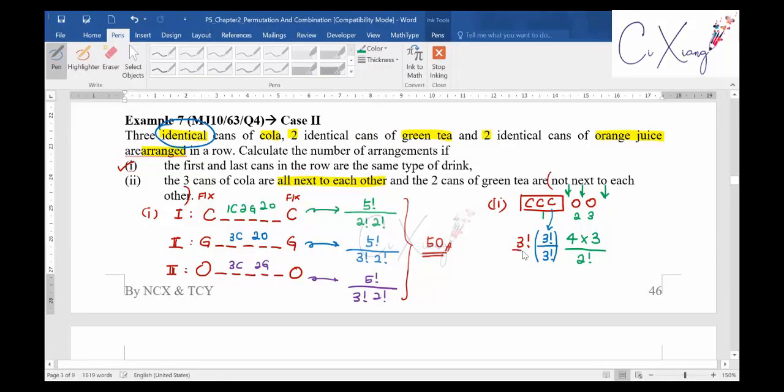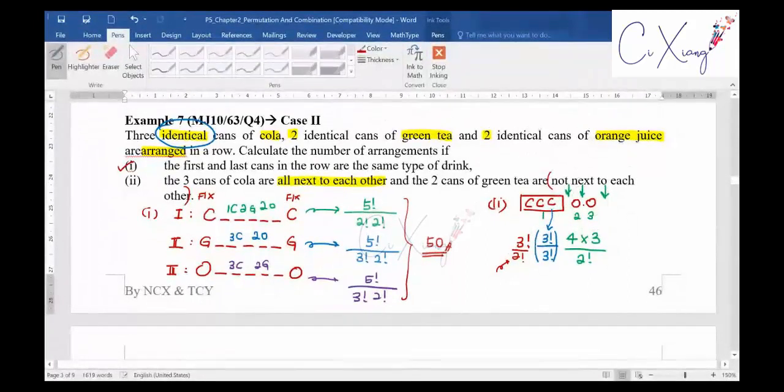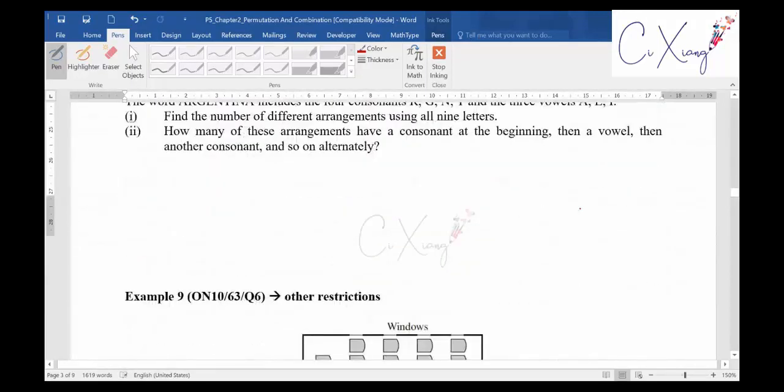Okay, so just now I forgot to divide by 2 factorial also. Why? Because when you arrange the 3 items just now, 1, 2, 3, you are having 2 repeated oranges. So this is for 2 oranges. And then this is for 2 green tea. All right, then the blue color part, if you don't want to write, it is okay. Then eventually what you get is 18. Okay, can? All right, next. Example 8.